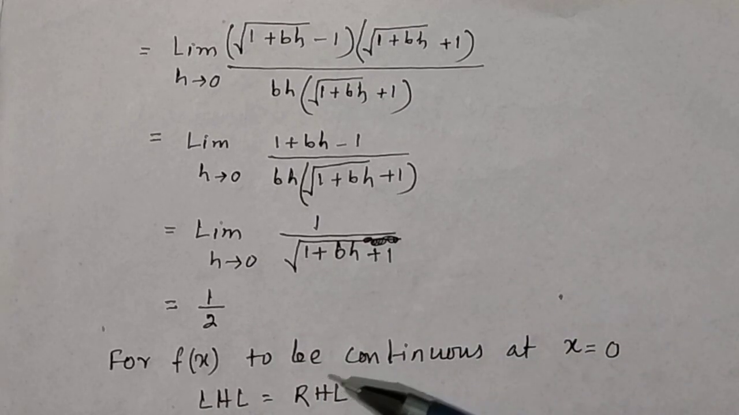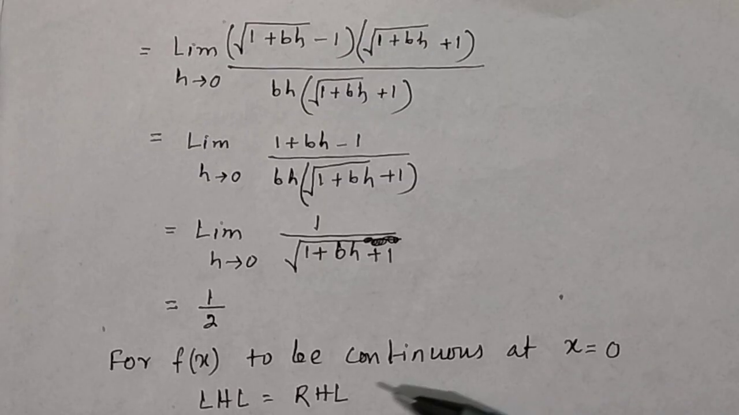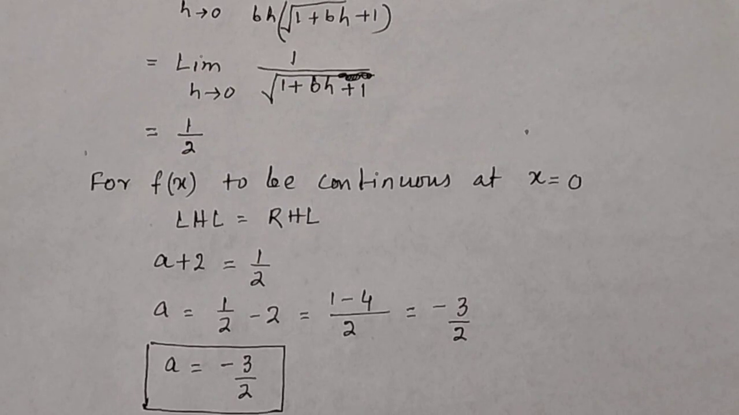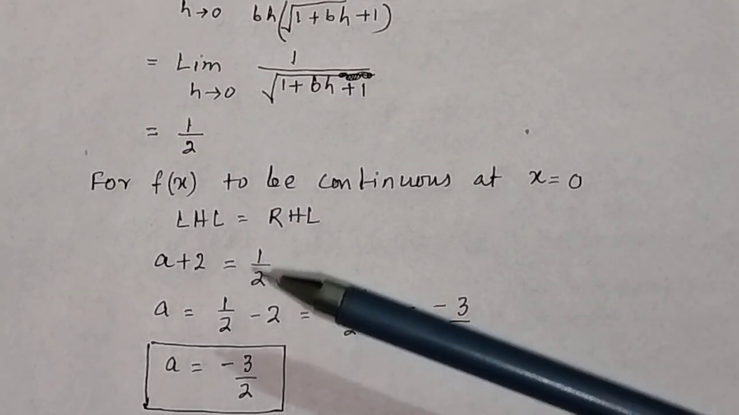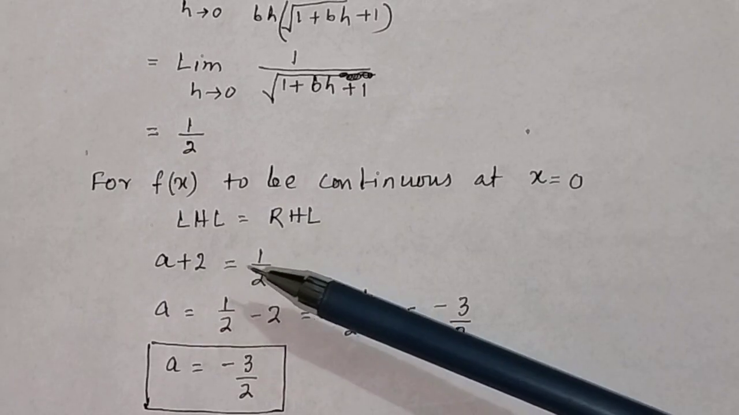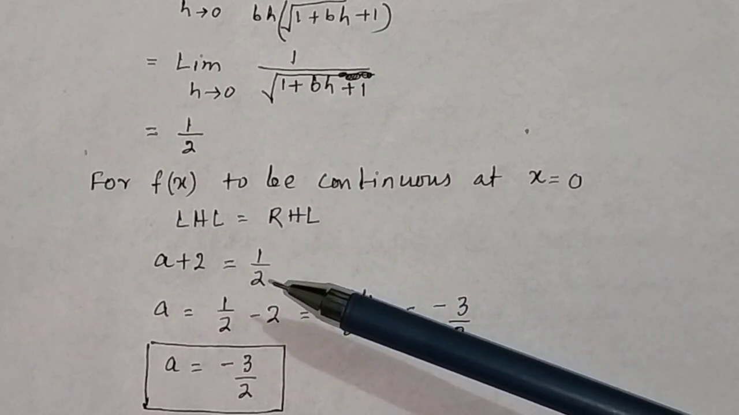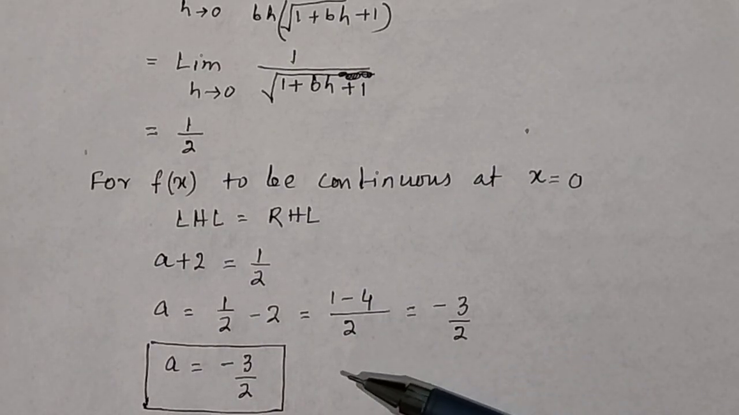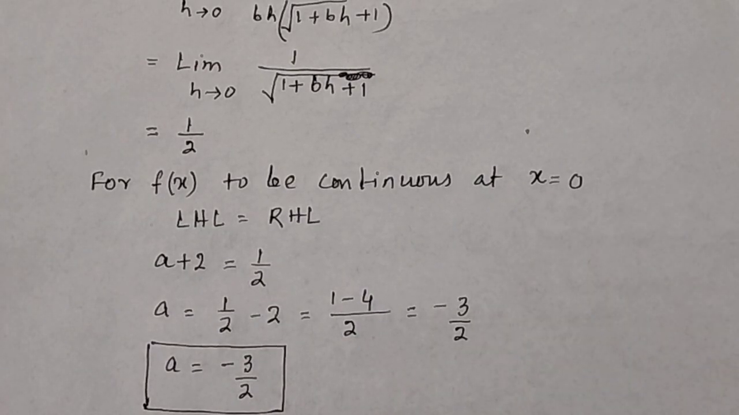But we know for f(x) to be continuous at x equal to 0, the left hand limit is equal to the right hand limit. And from the left hand limit we know the value is a plus 2, and the value of the right hand limit is half. So a will be equal to minus 3 by 2. So in this way you can find out the value of a.